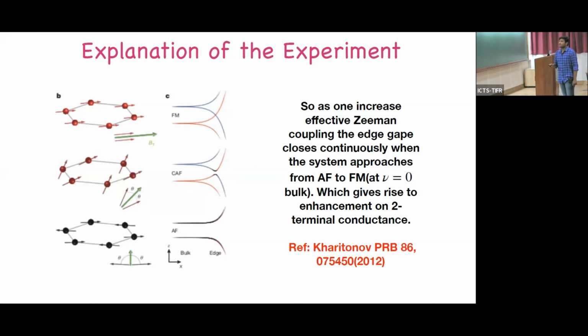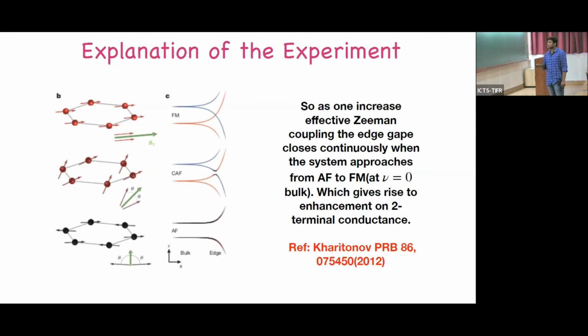So what people did was take the bulk canted antiferromagnet, ferromagnet, and antiferromagnet states. If you work with this order parameter in the bulk and introduce the edge, you will find that for the antiferromagnet, both bulk and edge are gapped. And for the ferromagnet, this is the non-interacting picture, so you will get the 2e squared over h conductance. But in the middle, in the CAF phase, you will get some kind of crossover.